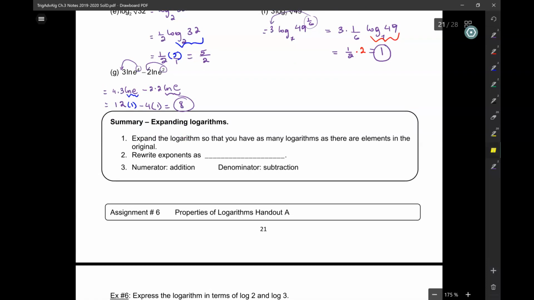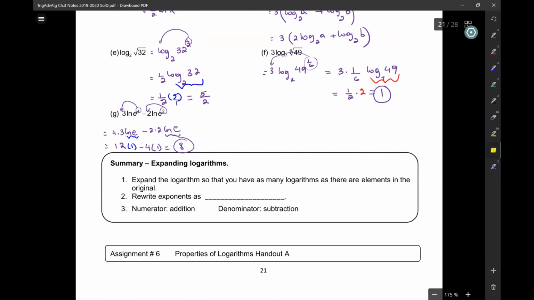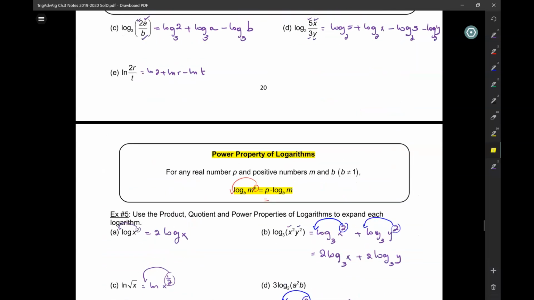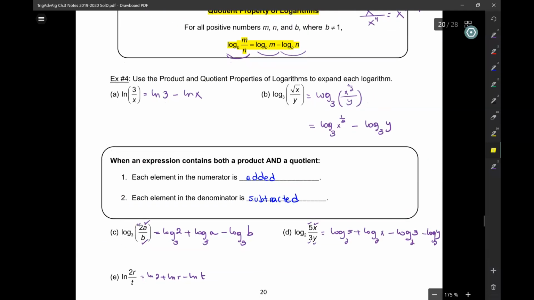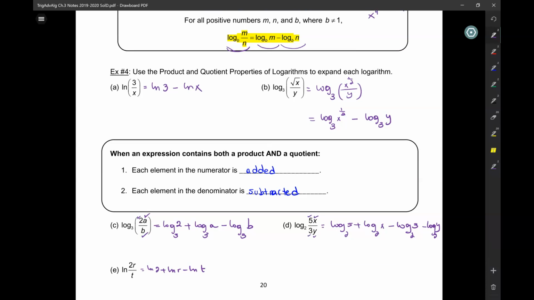How this expanding? Oh, wait, before I summarize, let's get back for a minute. Go back to example 4, part B. This one, I used the quotient property, but I haven't completed it. What else do I need to do? You need to add the 1/2. Bring the 1/2 over. Yeah. So this is 1/2 log 3 of x minus log 3 of y.